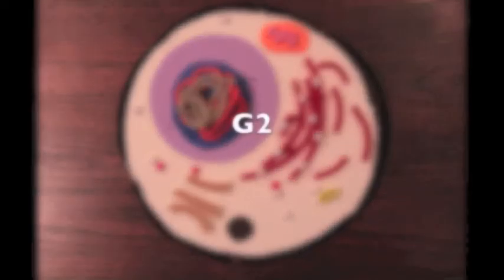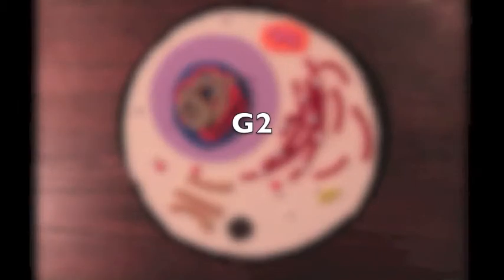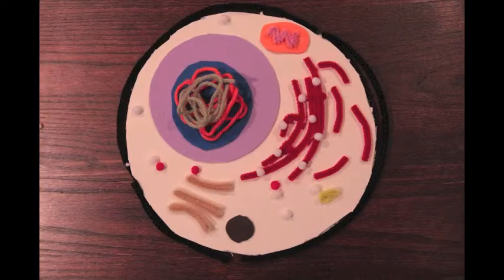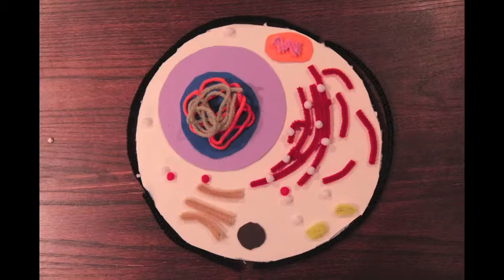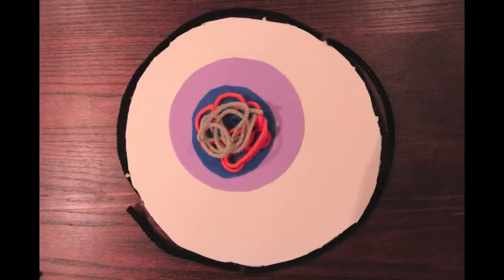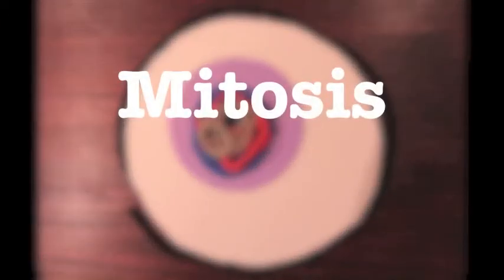Once S is finished, G2, or a growth stage, occurs. Growth refers not to the growth of the cell, but rather a mass production of mitotic apparatus, or materials used in mitosis. Examples include spindle fibers, microtubules, or centrioles. In our cell model, the centrioles are being mass-produced. Once G2 is completed, mitosis can finally begin.